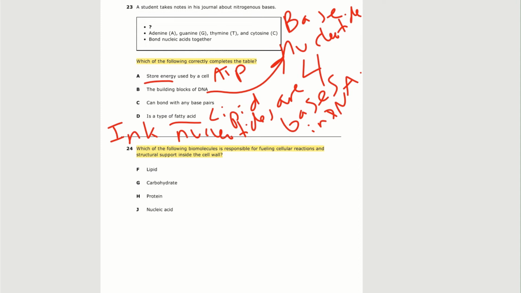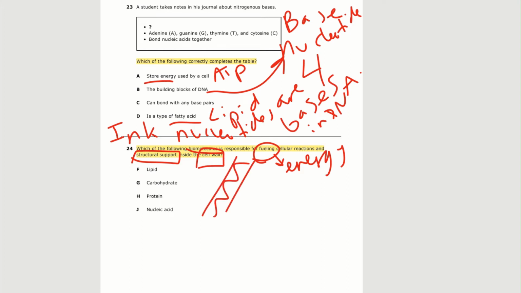Next, which of the following biomolecules is responsible for fueling? What is fueling? Usually fueling is like energy. You fuel when you pump gas, right? It gives the car energy. Catalyzes reactions and structural support. Support inside the cell wall. Well, if this was a cell wall, what's after a cell wall? What is a cell wall protecting? I would say the cell membrane. That would be like a lipid or carbohydrate, right?